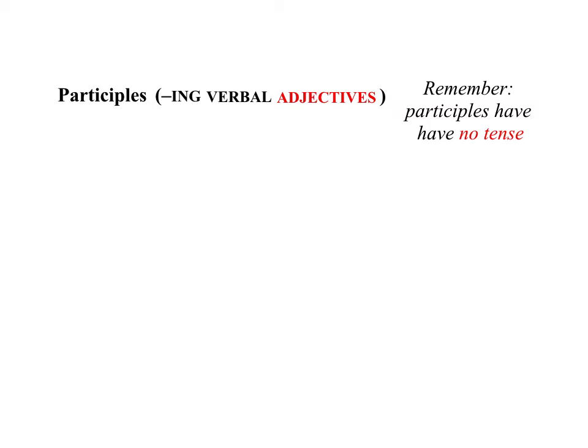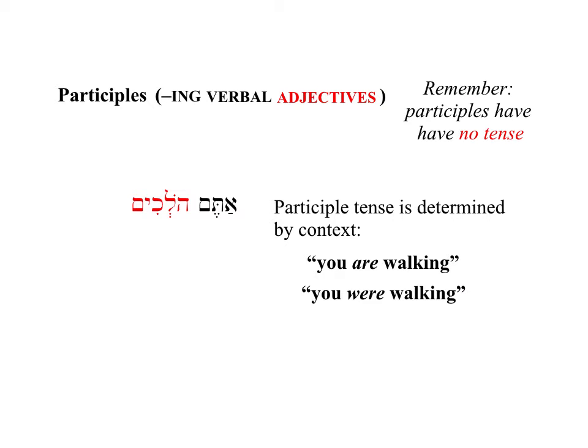Now, remember then that participles, because they're verbal adjectives, have no tense. You have to determine that from the context. So an expression like atem holakim, you all, holakim are walking ones. You don't know whether it's present tense. You are walking ones. You were walking ones. That kind of tense concept is communicated by context exclusively.